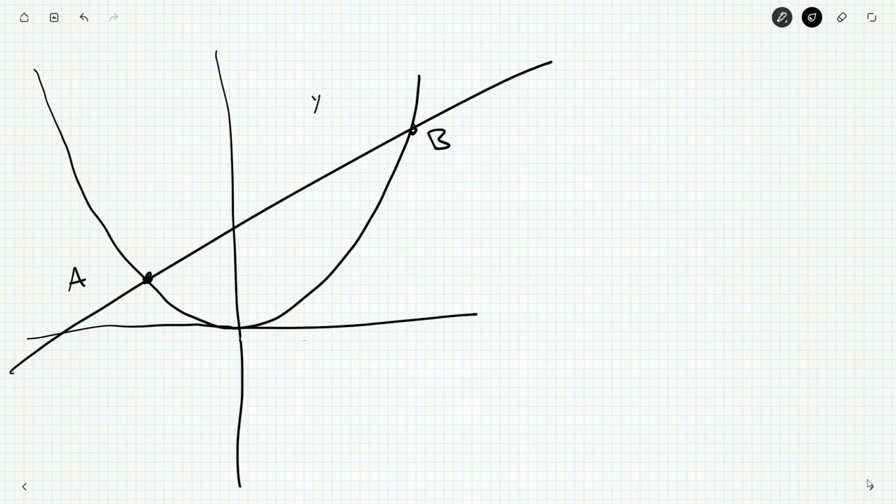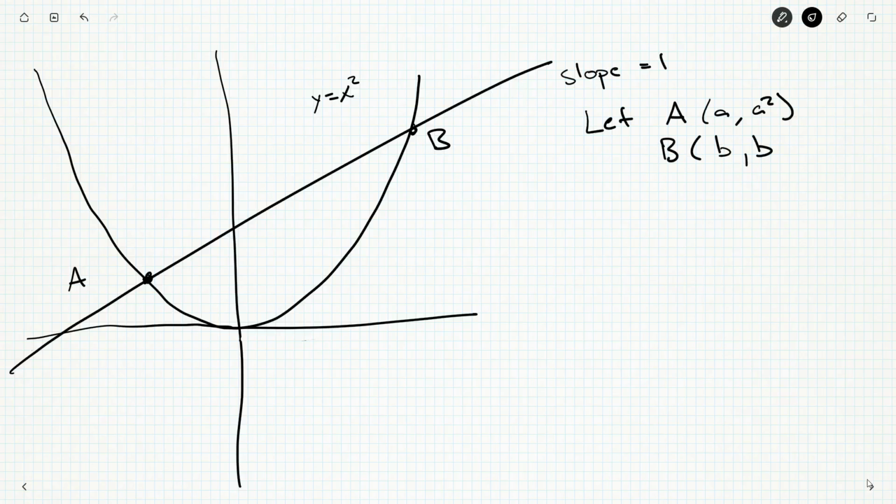Okay, now we know it's y equals x squared, and we know it's y equals mx plus b. I'm not going to call it b, however. We know we have a slope of 1. Because what I'm going to do is say A has coordinates A and A squared. It's on the parabola, so that's got to be true. And B, we're going to reserve the little b for the x coordinate of B.